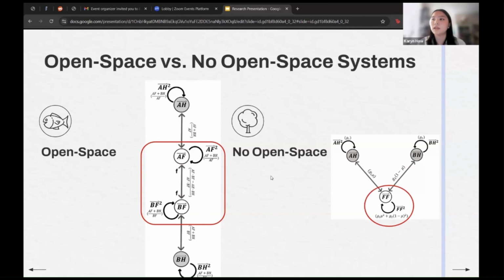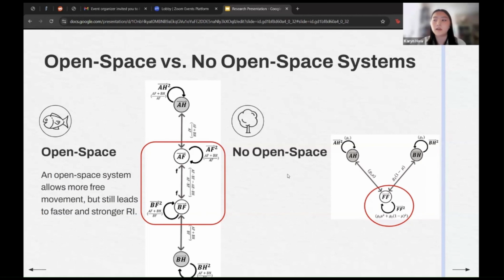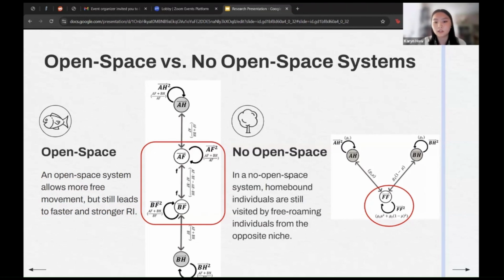And the no open space model shows AH and BH as the respective niches, and FF represents the free roaming individuals from both niche A and niche B as they are able to move out to each niche. So in the no open space model, the mating occurs only at niche A or niche B, not in between. What we found is that the no open space system allows for more free movement and is still able to lead to faster and stronger reproductive isolation compared to the other model. And in the open space model, this is partially why the reproductive isolation is a little weaker, because of the homebound individuals that are still able to be visited by the free roaming individuals from each niche.